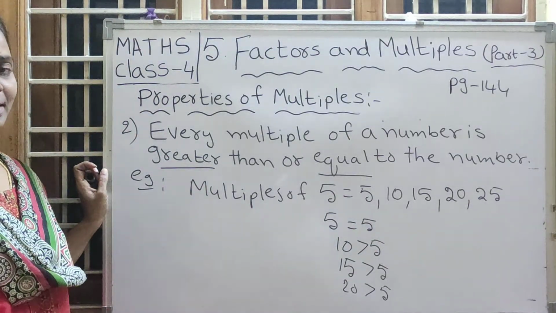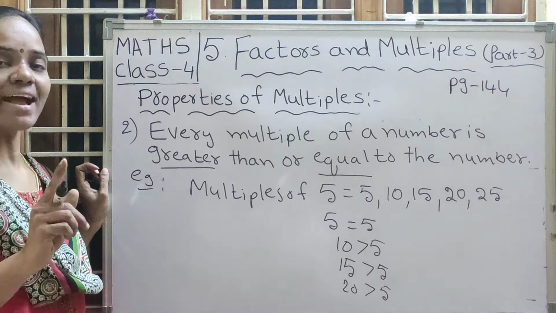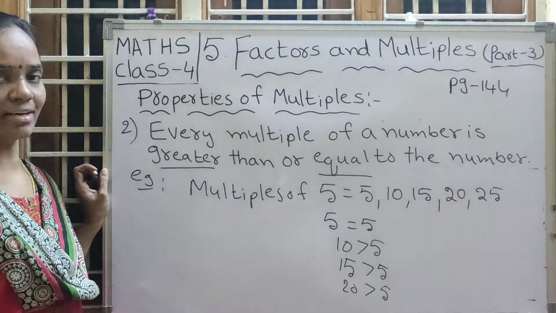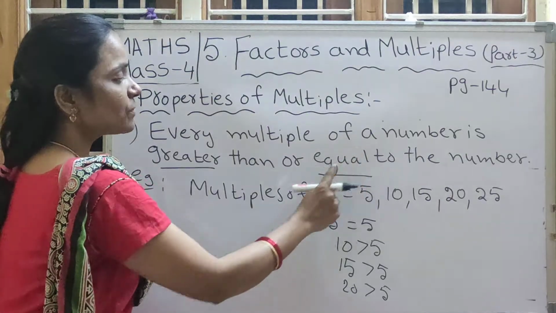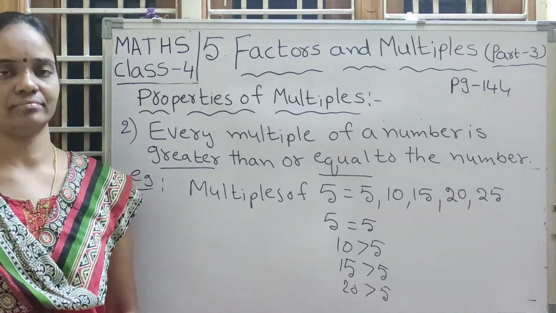Note it down, children, please. But in the case of factors, every factor is less than or equal to the given number. Here, every multiple is greater than or equal to the given number. Yes, note it down.